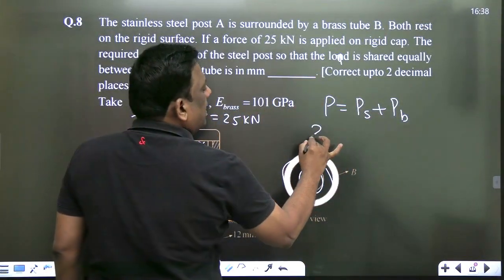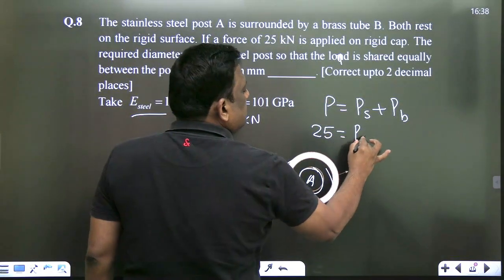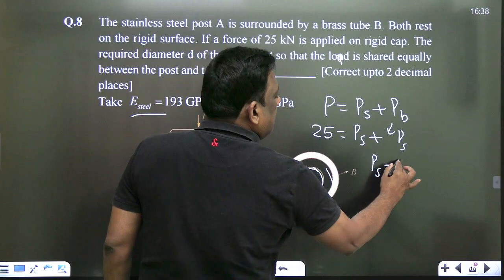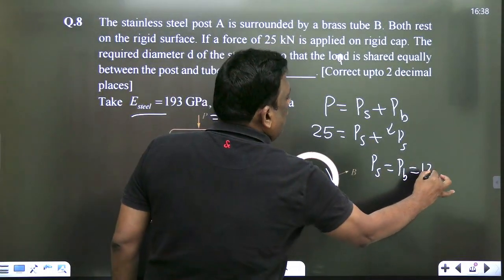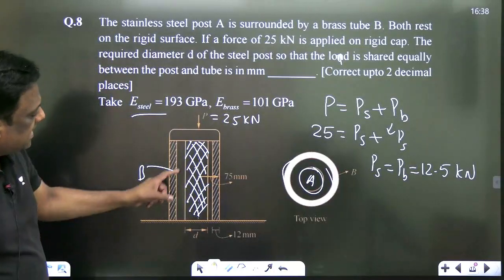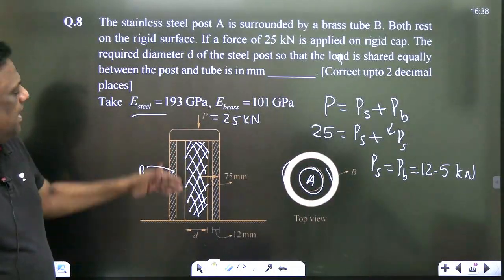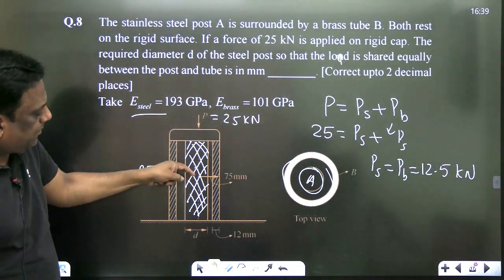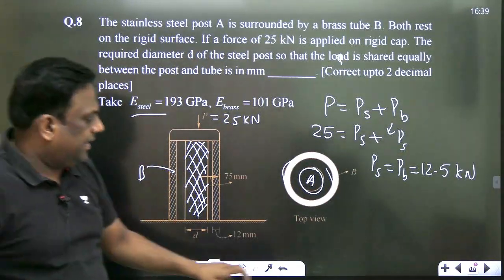So applied load is 25, so this is PS. Brass is also the same as PS. So both are coming out to be 12.5. He only said, I am not saying, sirs. He only said the load is equally shared, and he is asking what is the diameter of this. Nothing more. If it is a composite section, then under the load, whatever the steel is deforming, the brass should also deform by the same amount.